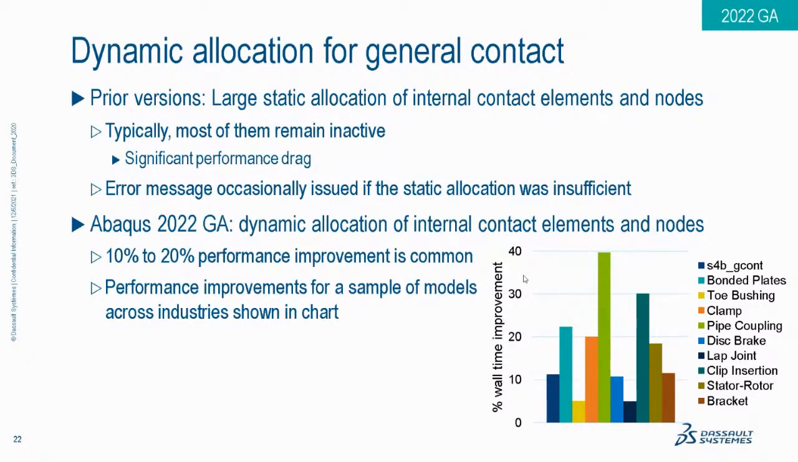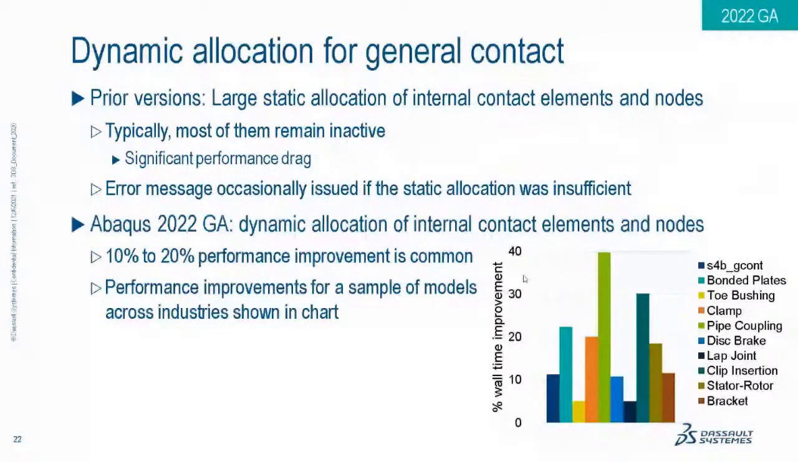So what I mean by that is we allocate contact elements and nodes based on what is initially in contact, and then as new facets and nodes come into contact, we can expand the allocation and introduce those new contact elements and nodes on the fly. So what we see is in most cases, on average, a 10 to 20% performance improvement is common. And the chart here that I'm showing on the lower right-hand side of the screen is just a cross-section of various contact models. You can see there's quite a spread here, which is really reflective of the amount of contact that exists in the model.